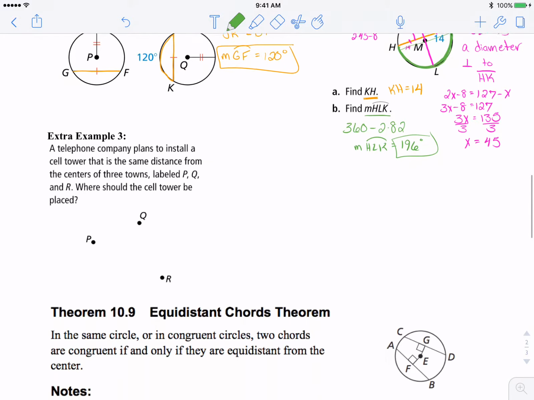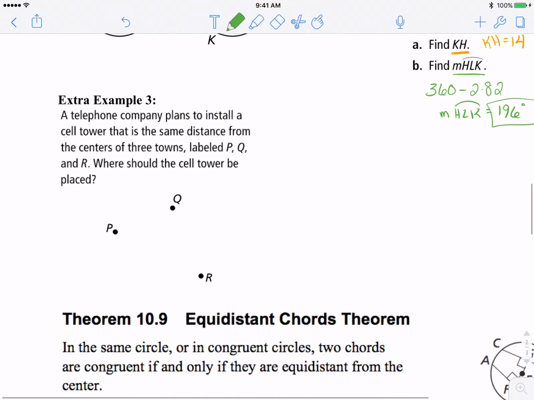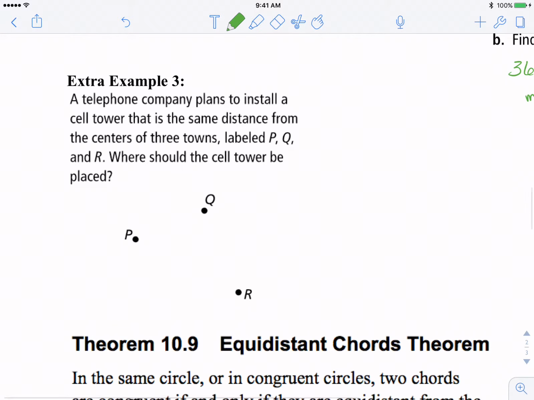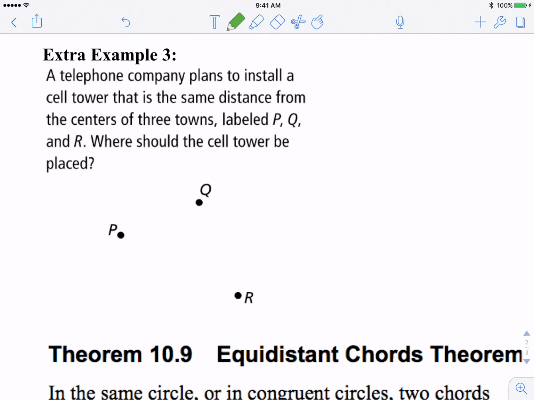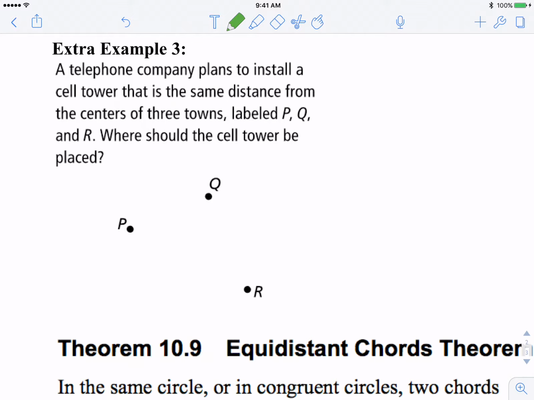All right, here's another example. A telephone company plans to install a cell tower that is the same distance from the centers of the 3 towns. So I'm looking for some center inside this, between these 3 towns, P, Q, and R. So it's the same distance. Basically, I'm wanting all of these distances to be the same.